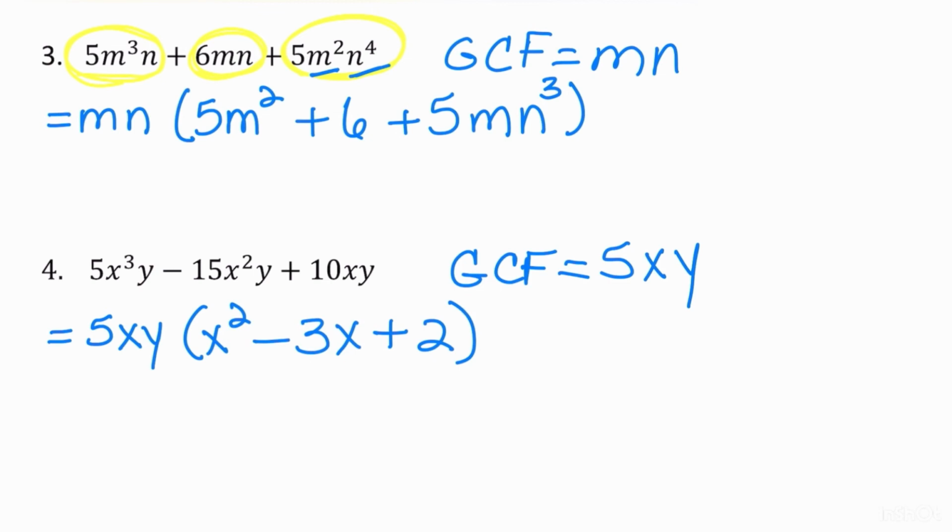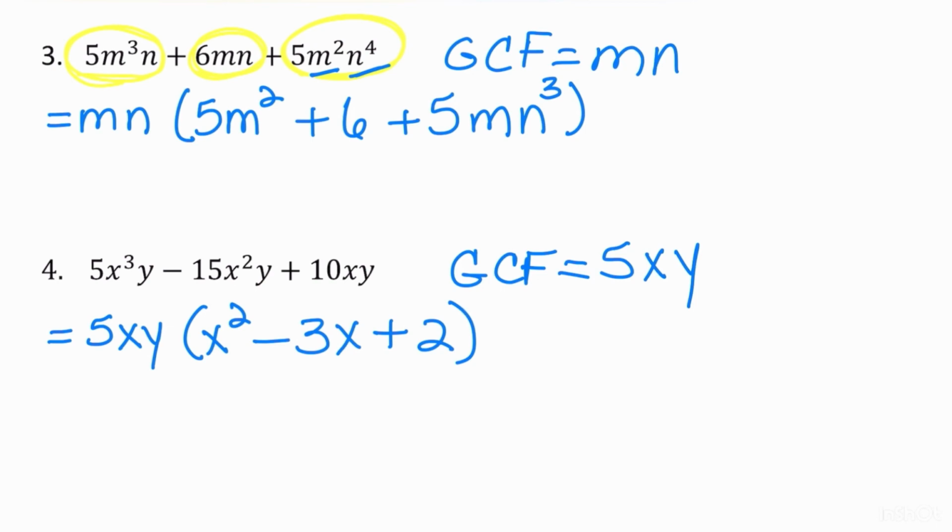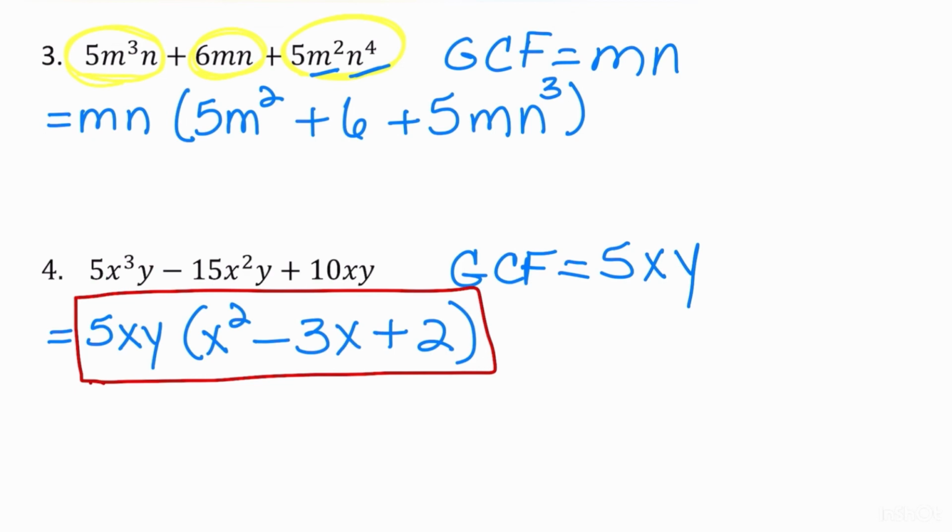And once again, we're going to distribute just so that you get the hang of checking to see if you are correct. If I distribute, I'm going to get 5x cubed y minus 15x squared y plus 10xy. And that brings me back exactly to the same original problem. So I'm confident that I did do this correctly. So then that means that yes, this right here is my factored answer.